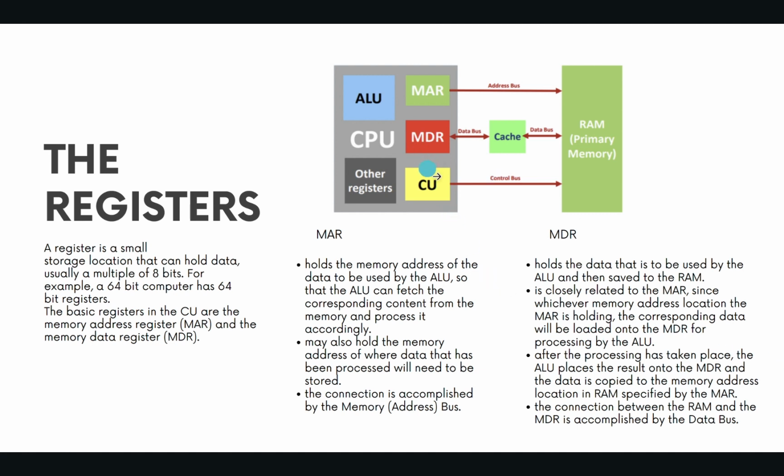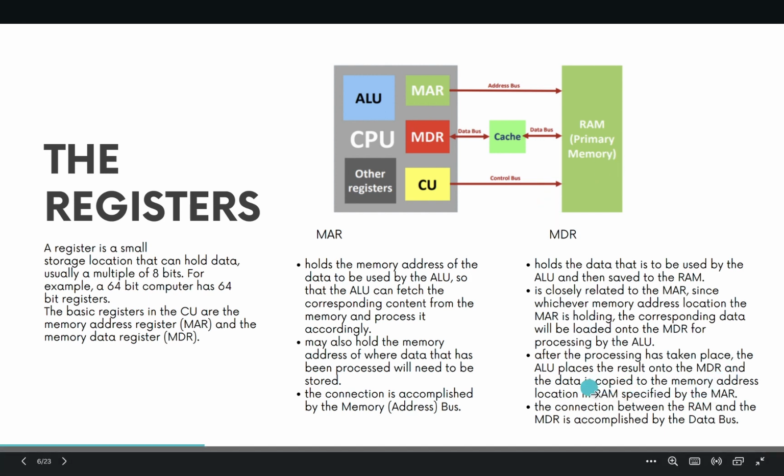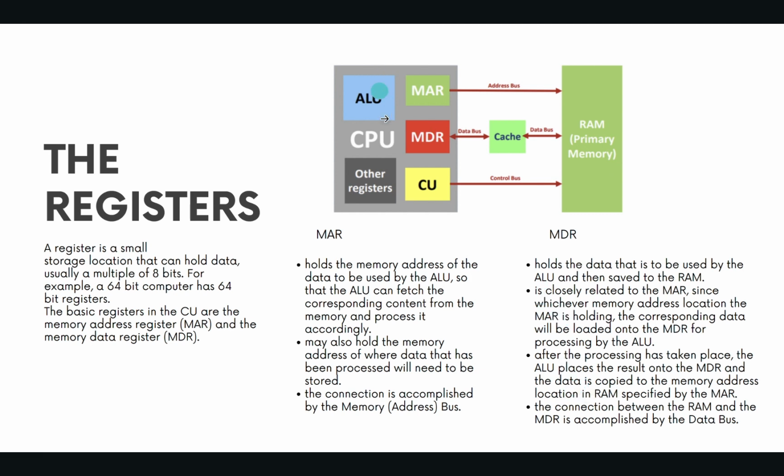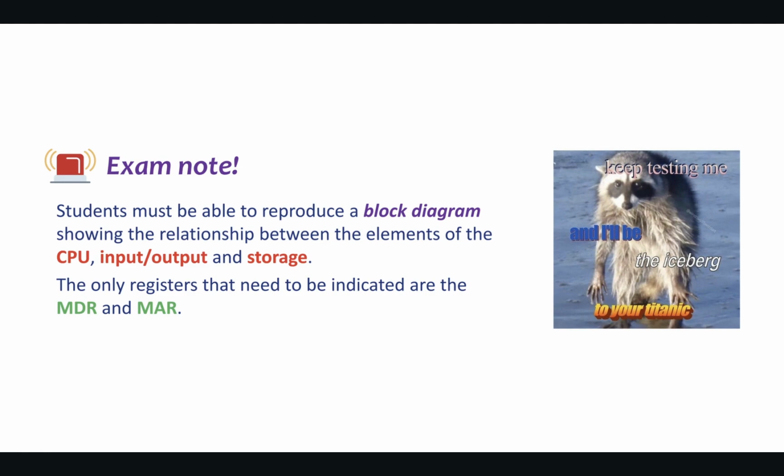So the ALU, after it's done with all of these tasks, sends the information to the MDR, and then the MDR stores it where the MAR told it to store. And after the processing has taken place, the ALU, as I told, places the results onto the MDR, and data flows to the primary memory. And the connection is accomplished by the data bus.